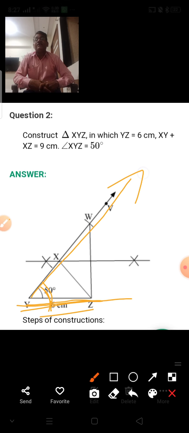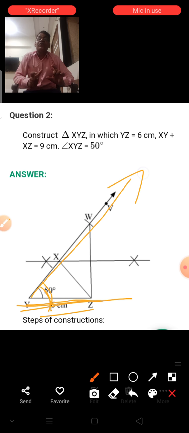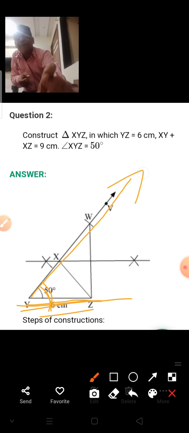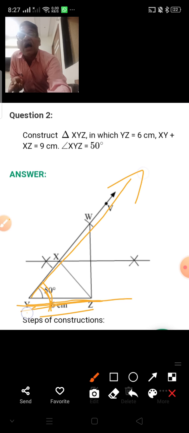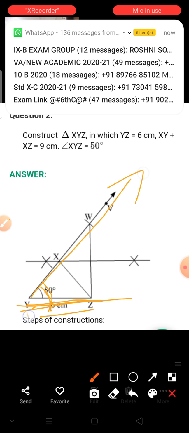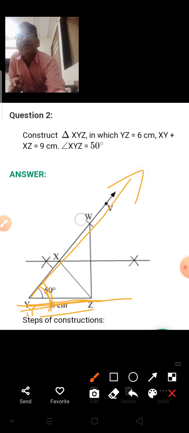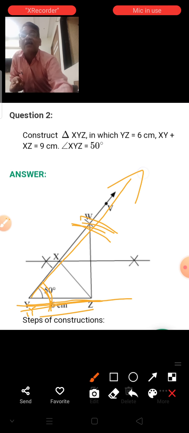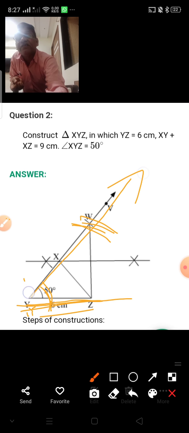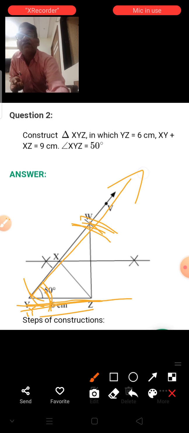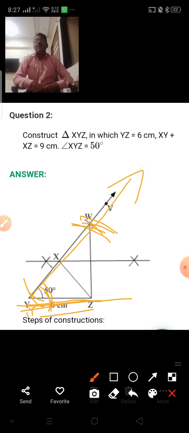Okay, after that you have to take a distance in compass, that is the addition of the other two sides, that is given, XY plus XZ is equal to 9 cm. You have to take a distance of 9 cm in compass and keep the compass on Y and draw an arc on this line YV. Here you have to draw the arc, and this distance is nothing but 9 cm. Okay, then you have to join WZ.